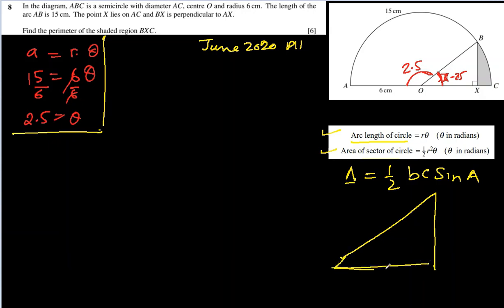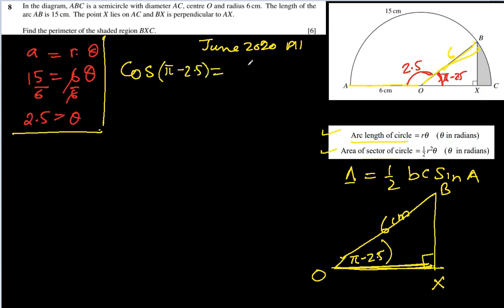Whenever there's some confusion in the main drawing, you can draw it separately. So this is X, this is O, and this is B. My purpose is to find this length first, OX. We know OB will be 6 centimeters, because the radius here is 6. Just like the previous question, we can use 6 cos theta. Cos of the angle pi minus 2.5 equals OX over 6. So OX becomes 6 cos(pi minus 2.5).